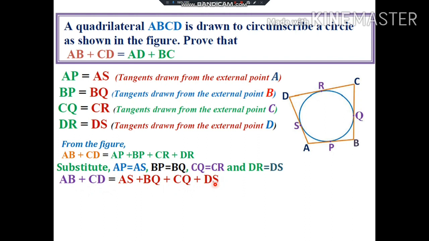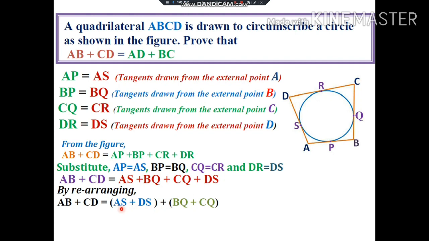Now rearrange this right hand side. Rearranging, AB plus CD is equal to AS, you write DS together with AS, BQ as it is and CQ as it is here. Okay, dear children, rearrange this. AS and DS you write together and BQ and CQ write together here. Make them two groups now.